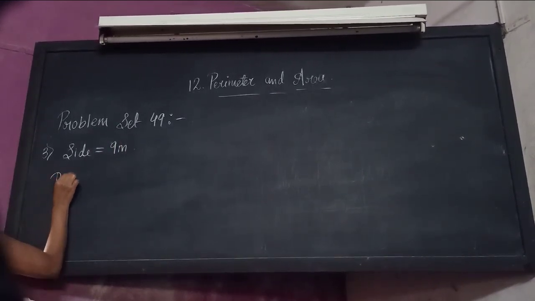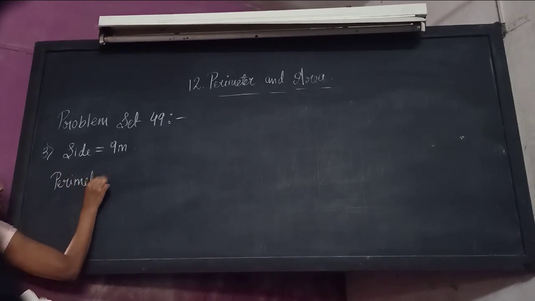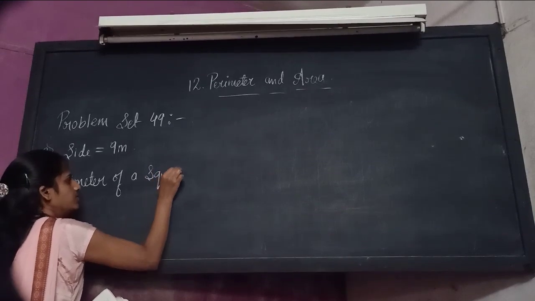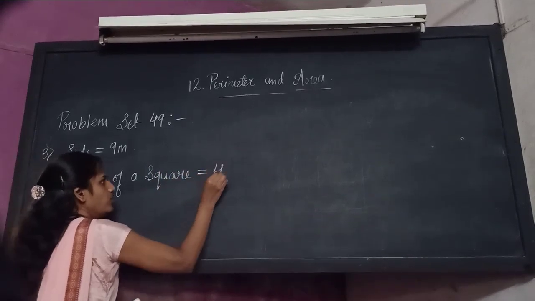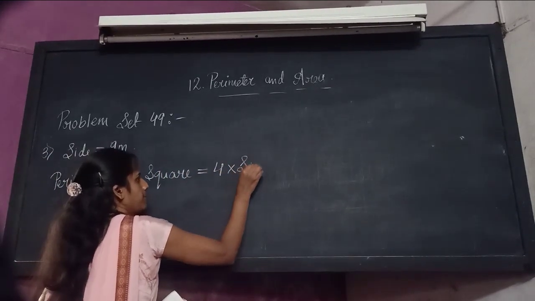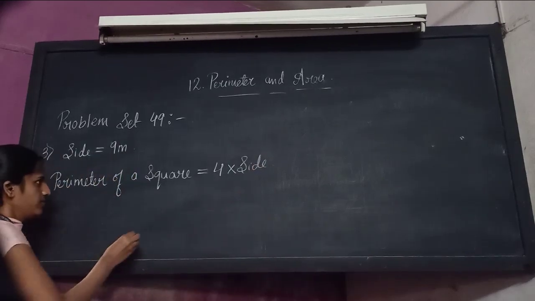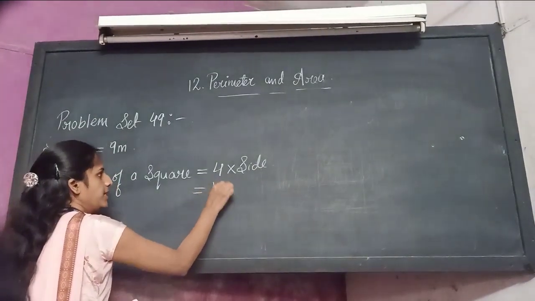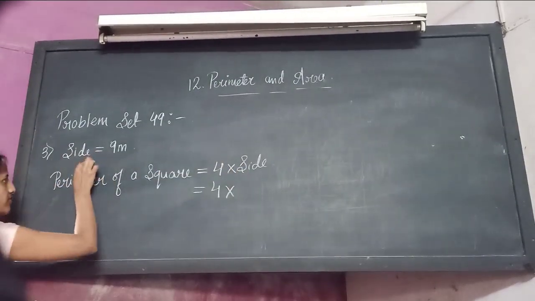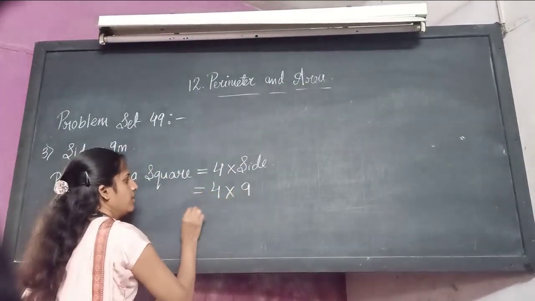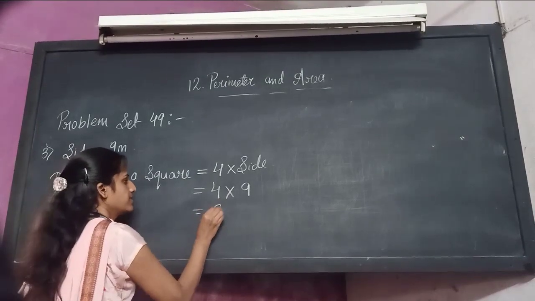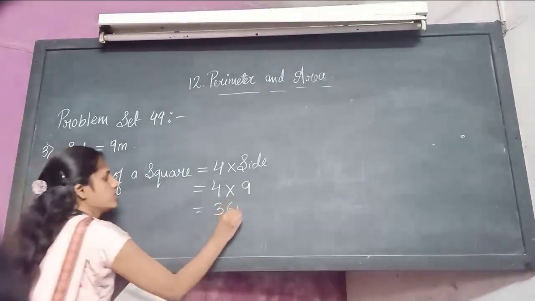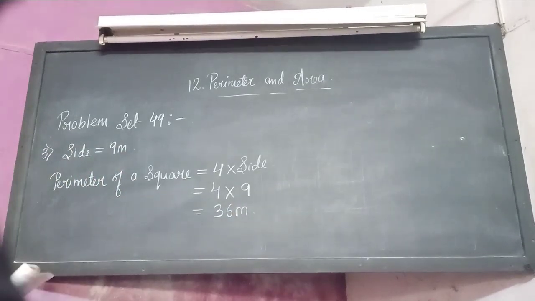Just write down the formula of perimeter of a square. Perimeter of a square is equal to 4 into side. Now just put down the value. First of all, we will write this equal, then 4 multiply. In place of side, we will write 9. And 4 9s are 36. The answer will be 36. It is in meter, so the answer will be in meter only, 36 meter.